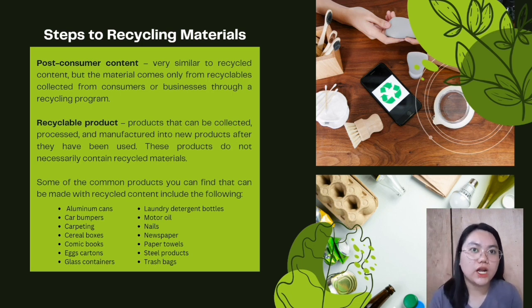recycling collection programs. So we have here some common products you can find that can be made with recycled content, which include the following. First is the aluminum cans, car bumpers, carpeting, cereal boxes, comic books, egg cartons, glass containers, laundry detergent bottles, motor oil, nails, newspaper, paper towels, steel products, and trash bags.